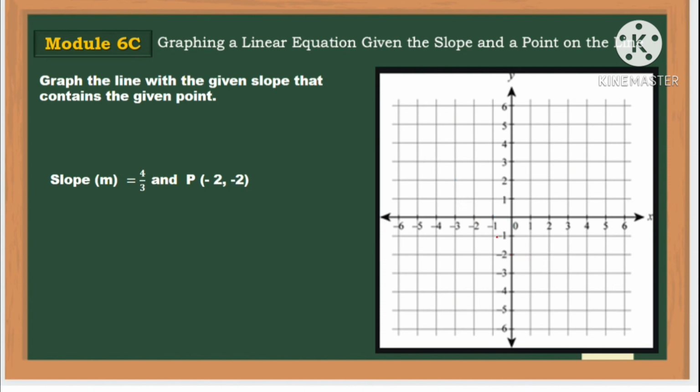Okay. So next, we have positive 4 over 3 and the point negative 2, negative 2. So the point is both negative 2. This is negative 2, this is negative 2. They meet up. Here it is. Then our slope is positive, so our rise is 4. 4 times. So 1, 2, 3, 4. Then our run is 3. Okay. So 1, 2, 3. So this is our point. Then we draw a line. So there it is. Okay.